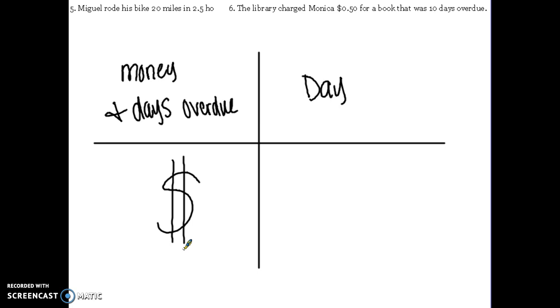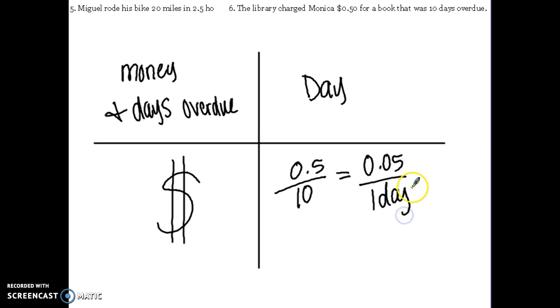To find the unit rate, we're going to take the money that she owes and divide it by how many days the book is overdue. 50 cents divided by 10. And that gives us 5 cents per day. So she pays 1 nickel every single day that it's late.